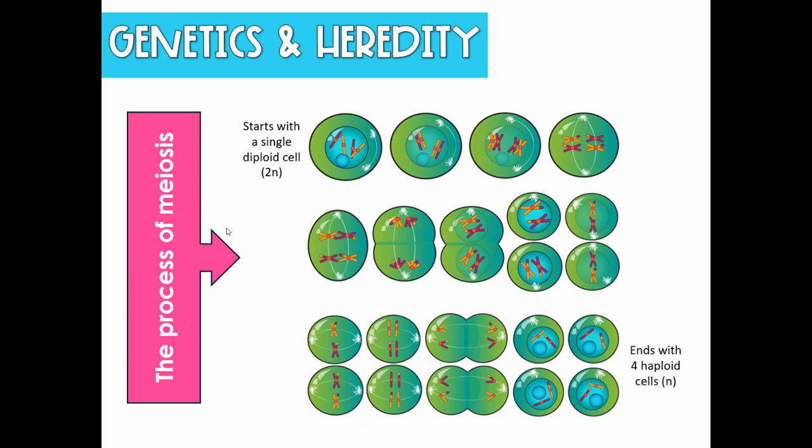It is very, very important that you know the process of meiosis. So it starts with a single diploid cell. This is our parent cell. And we're going to go through 2 rounds of cell division. So remember, with mitosis, we only have 1 round of cell division. But in meiosis, we're going to go through PMAT twice. So prophase, metaphase, anaphase, telophase, and then again, prophase, metaphase, anaphase, telophase. And what this does is it takes that one parent cell and it turns it into 4 daughter cells. And these daughter cells are haploid cells, so they're going to have half the number of chromosomes as the original parent cell.